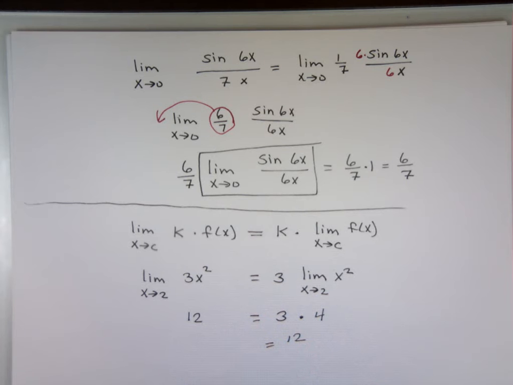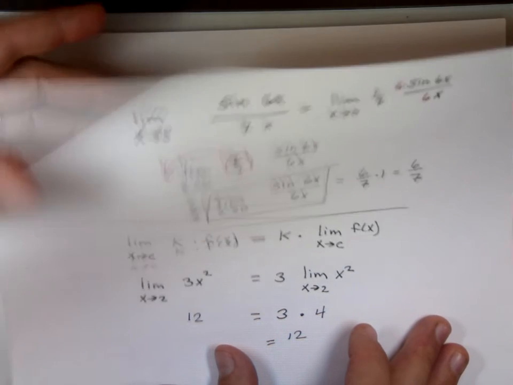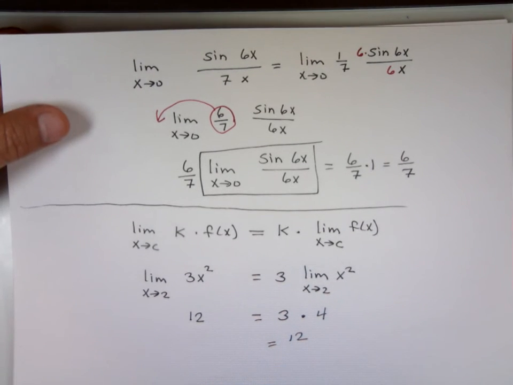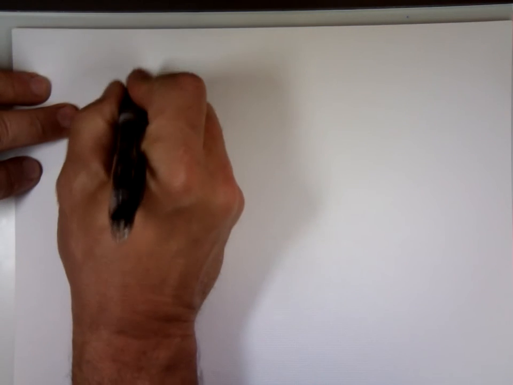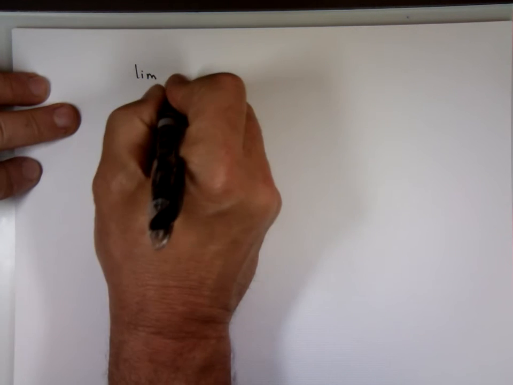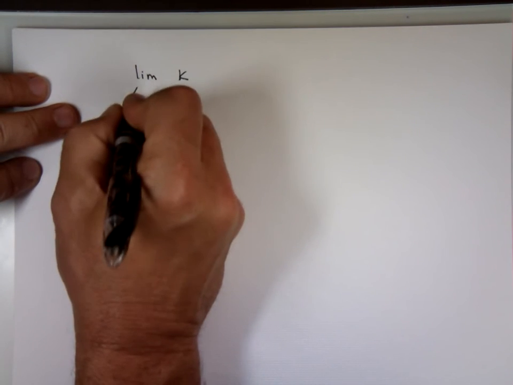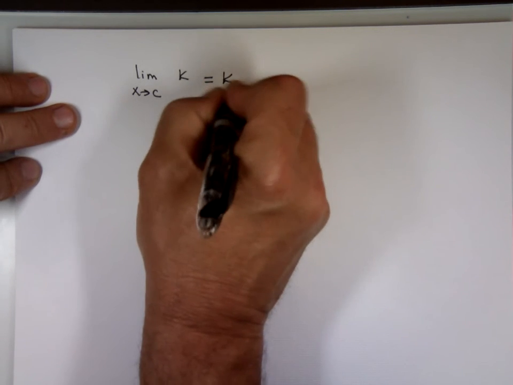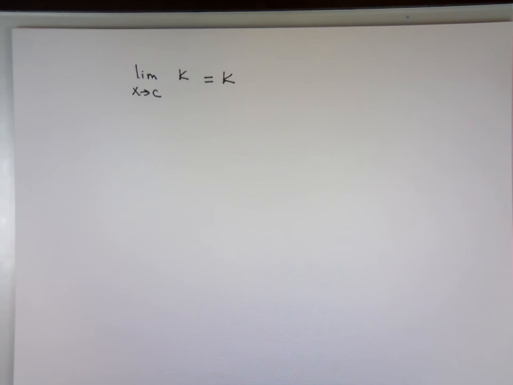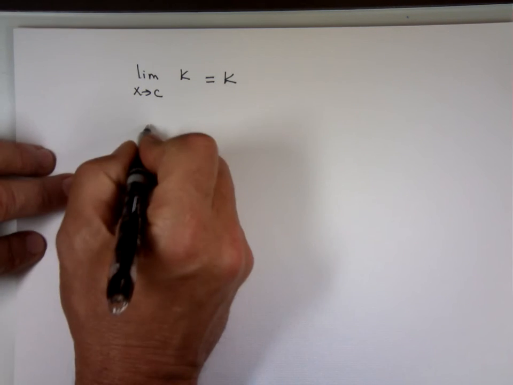That's one of the properties of limits. Another property of a limit says the limit of a constant is the constant. The limit of k as x approaches any number is equal to k. Common sense. What's the limit of 5 as x approaches 0?